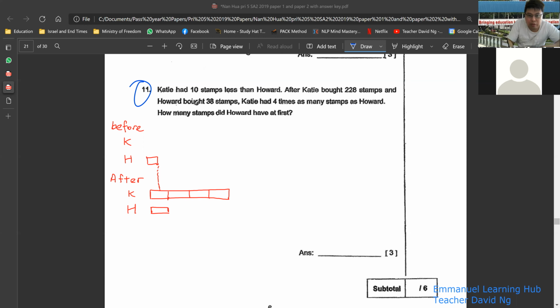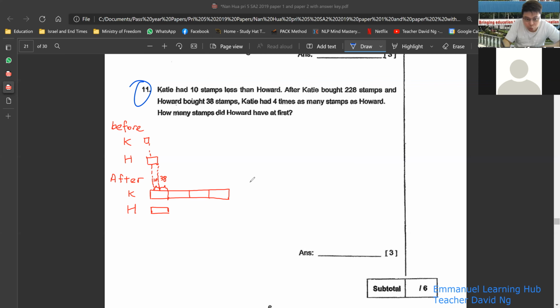In other words, this is 38, because Howard bought 38 stamps, right? Yes. Then Katie had 10 stamps less than Howard. So Katie is even smaller. So this is my 10. I understand. Yes.